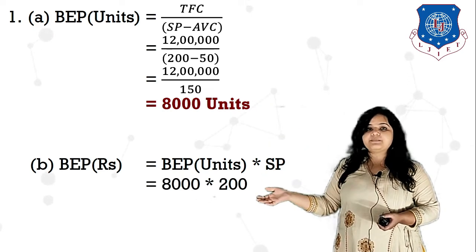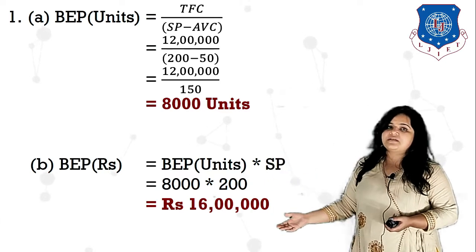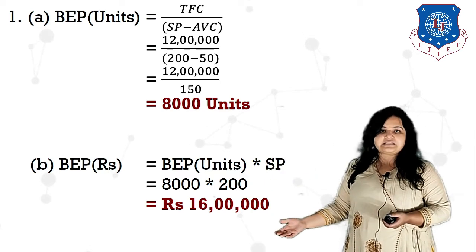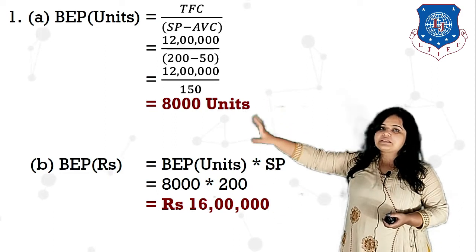So BEP in rupees would be 8,000 into 200, which gives us rupees 16 lakhs. This is BEP in rupees. This is BEP in units.